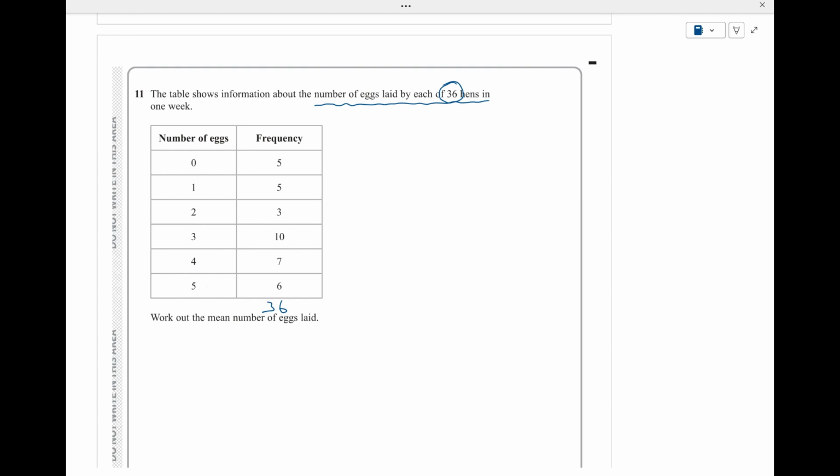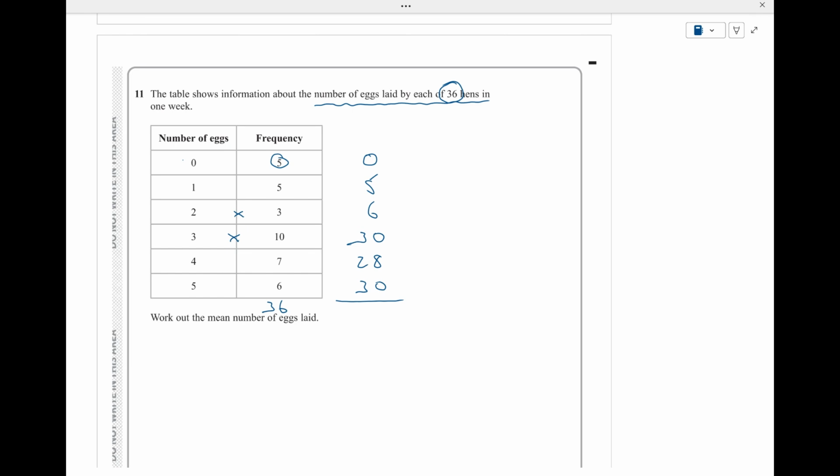Work out the mean number of eggs. Well, we're going to need to know the total number of eggs laid. Now, if 5 hens laid 0 eggs, that's 0 eggs laid so far. 5 hens laid 1 egg, 5 times 1 is 5. 3 hens laid 2 eggs, so that's 6 eggs in total. I'm timesing, aren't I? 10 hens, 10 threes are 30. 4 sevens are 28. 5 sixes are 30. So this tells me how many eggs were laid in total by the 36 hens.